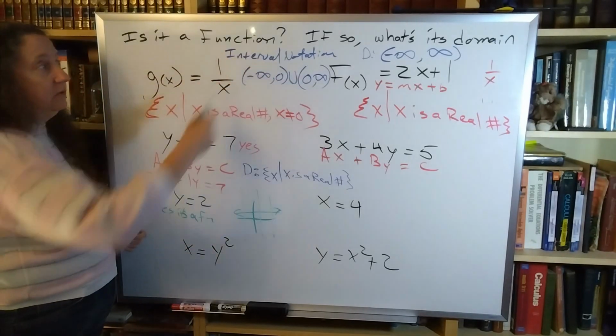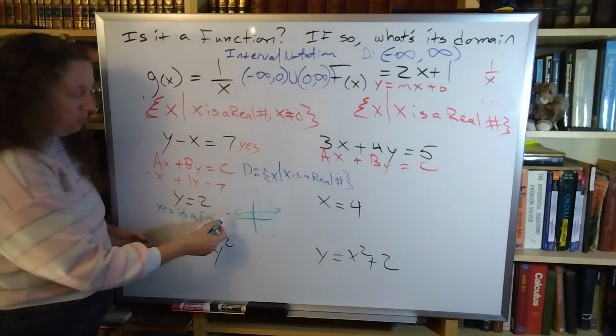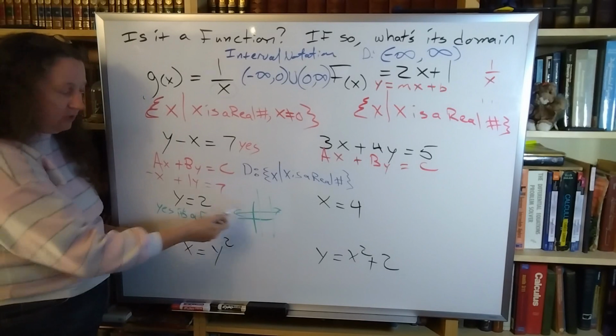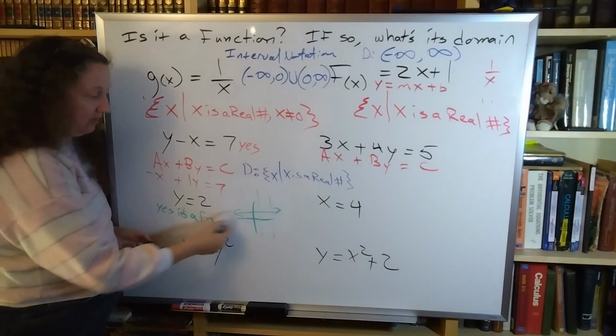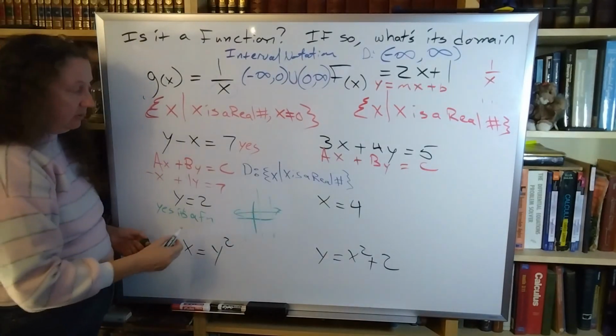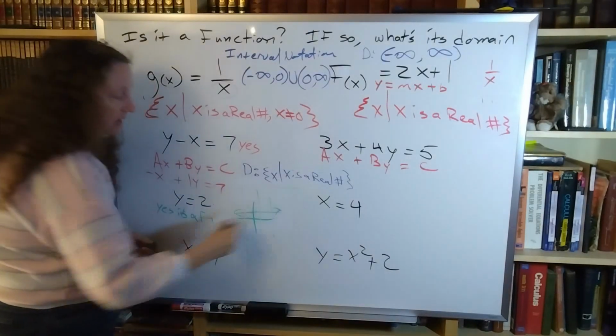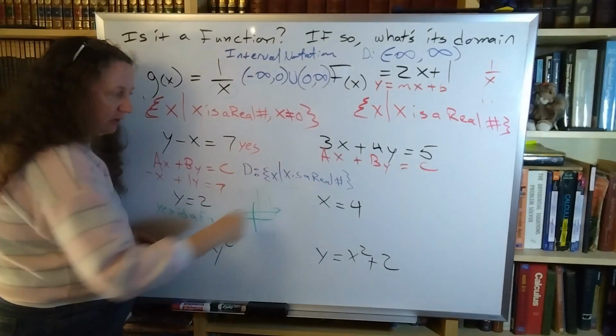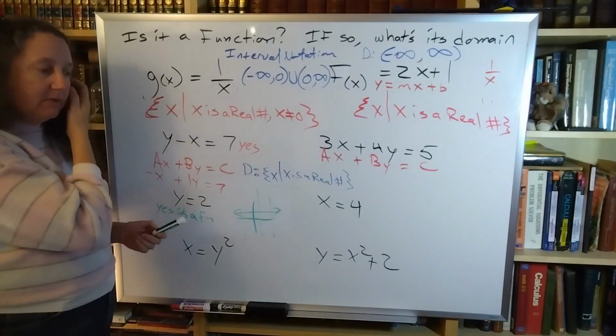Since it is a function, what is its domain? What can x be? This is one of those graphs that you should know. And x can be any number. So again, it's the same domain, set of numbers x such that x is a real number. X is any number.